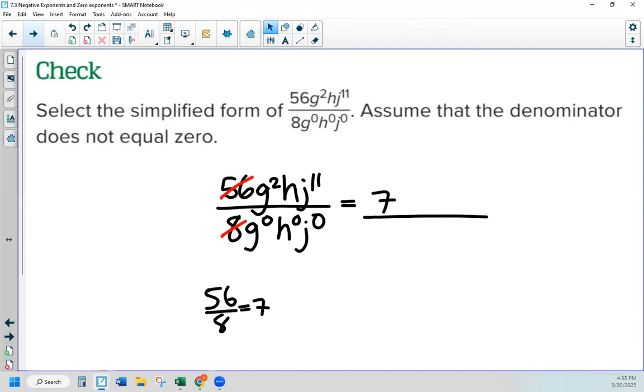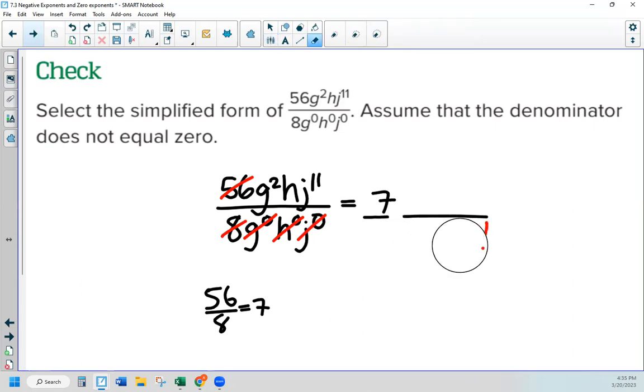I can see that I have G's on the top and G's on the bottom, but the truth is that the G's to the 0 power, the H to the 0 power, and the J to the 0 power, they just turn into a 1 or multiplication by 1. So that turns into a 1, right? That turns into a 1 and that turns into a 1. Pretty much all you have in the denominator is just the ones being multiplied.